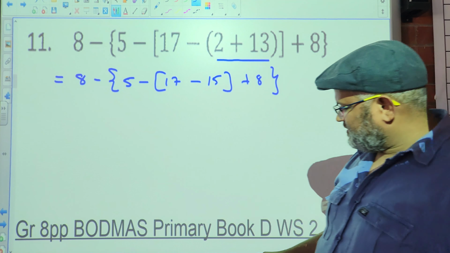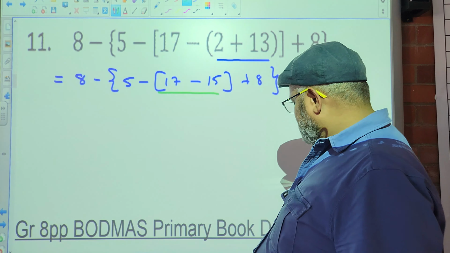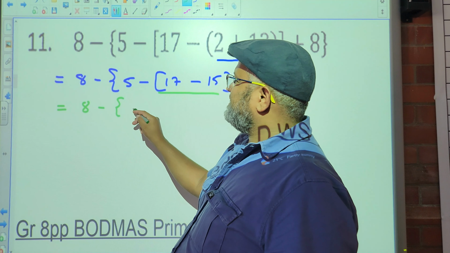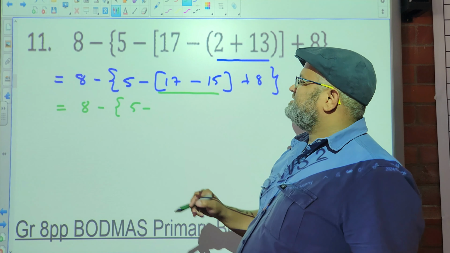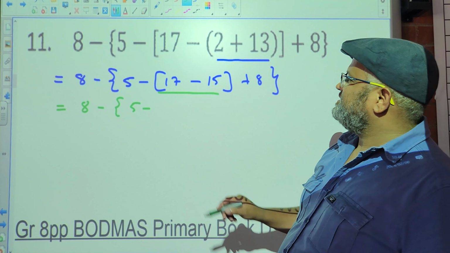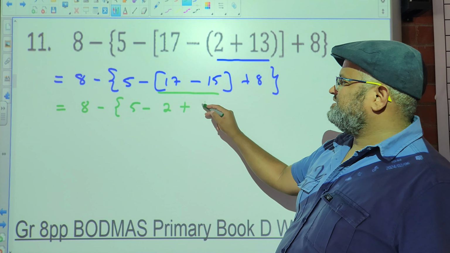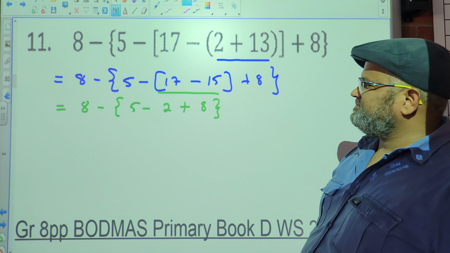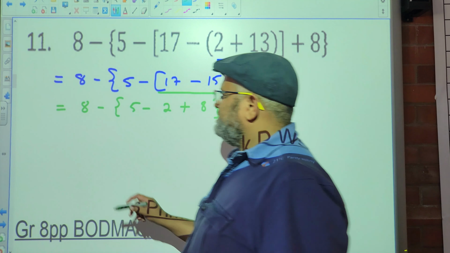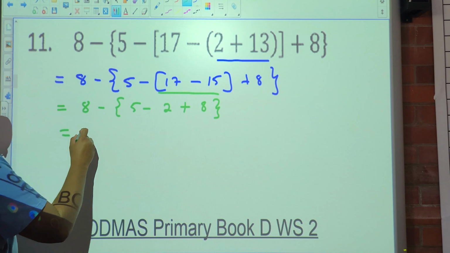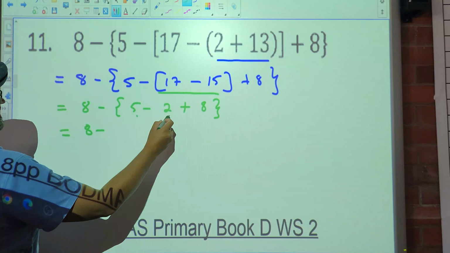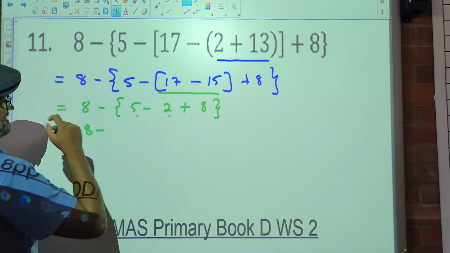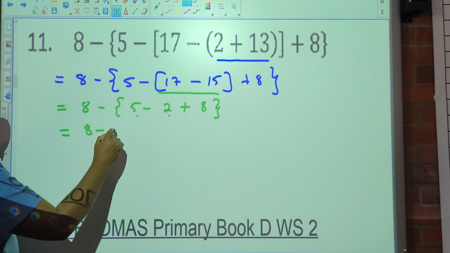The block bracket. Not so? That needs to be done first. There's going to be 8 minus, you've got the squiggly bracket, we've got 5 minus, 17 minus 15 is 2, plus 8. Okay. This now gives us 8 minus 5 minus 2 is 3. 3 plus 8 is 11.